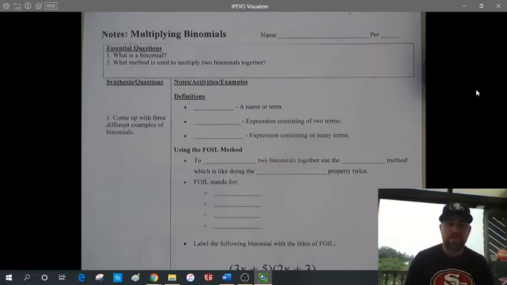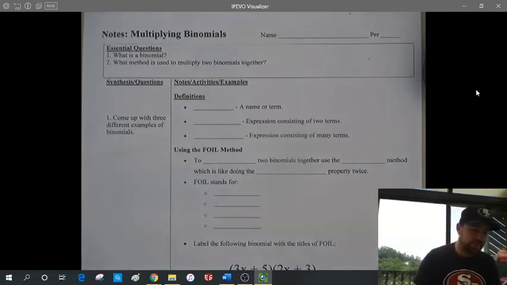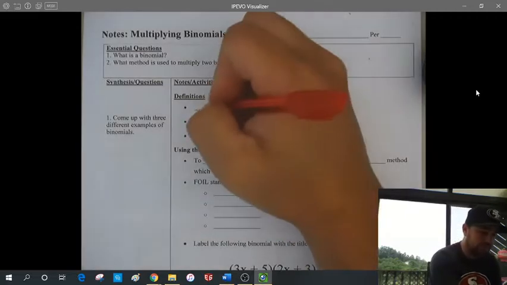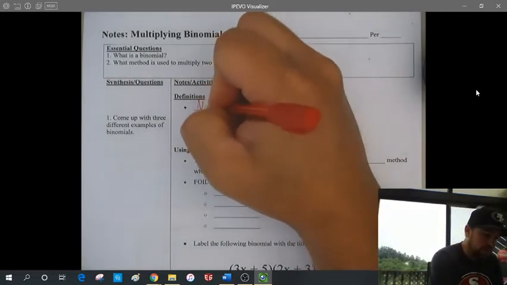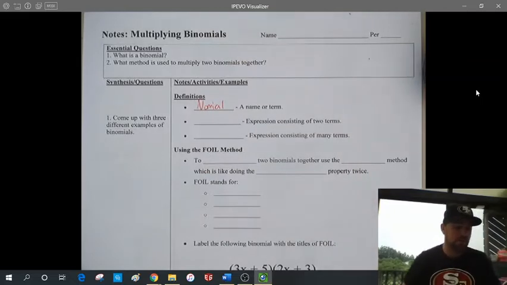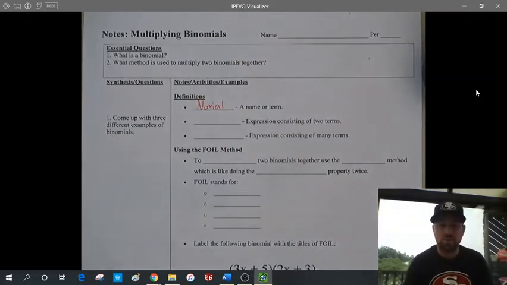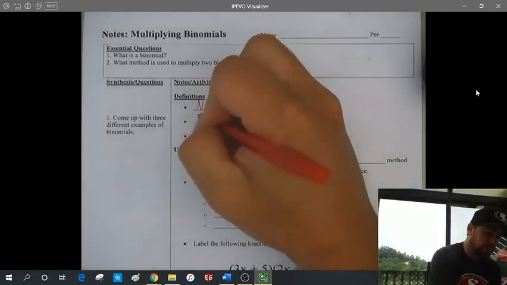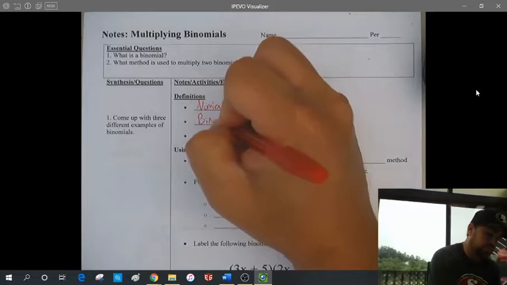Okay, this set of notes is on multiplying binomials. To start off, we're going to find out what a binomial is here. The root of our word binomial is just the nominal part. Nominal means name or term. An expression that consists of two terms, those are our binomials.